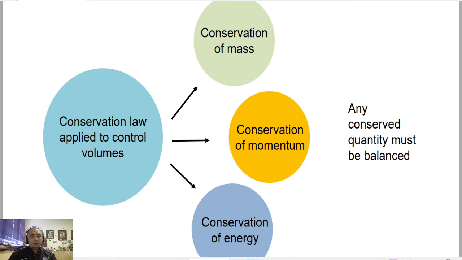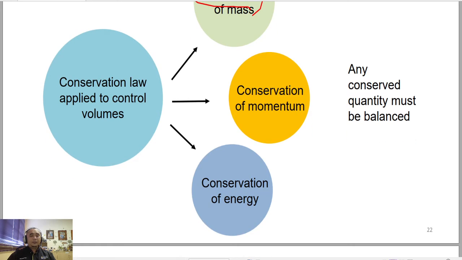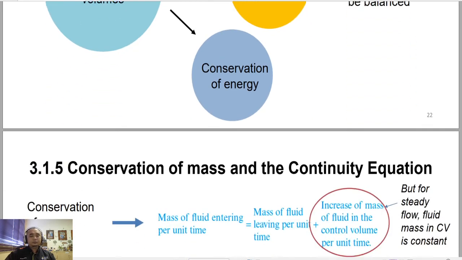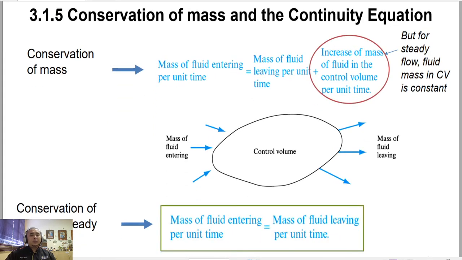Kemudian kita tengok conservation law apply to the control volume. There is three conservation law. The first one is conservation of mass. The second one is conservation of momentum. And the third one is conservation of energy. So kita tengok dulu the first one, conservation of mass. Okay, so daripada conservation of mass, apa yang akan dapat? Kita akan dapat satu, the new equation, we call it continuity equation.